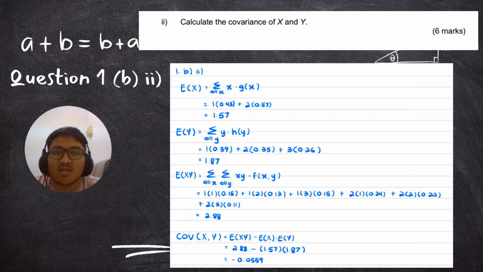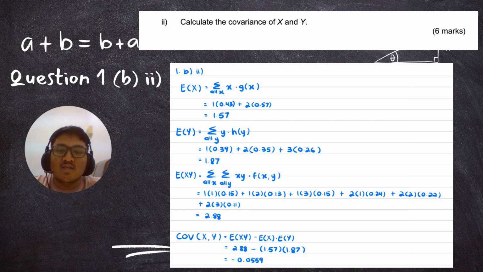Next, the question asks to calculate the covariance of X and Y. Like I said before, to find the expected value, we need to find the summation of a variable multiplied by its probability. So to find the expected value of X, we sum all x's multiplied by their probabilities, which gives us 1.57. And then we do the same for E(Y), so we'll get 1.87.